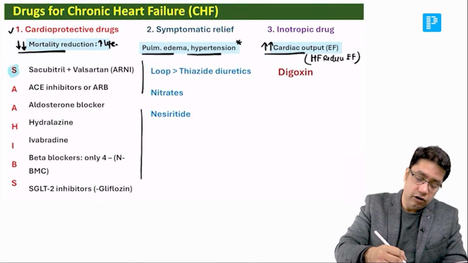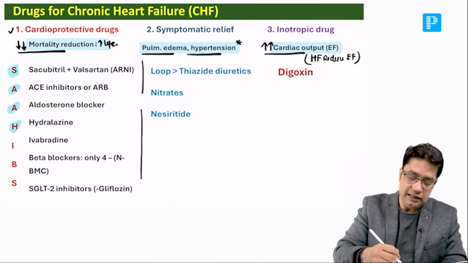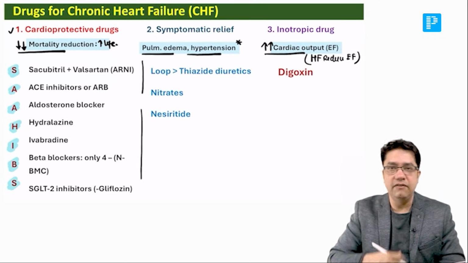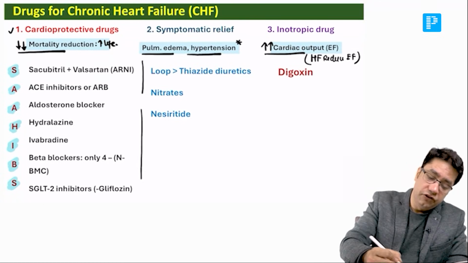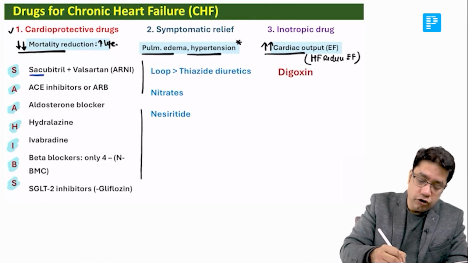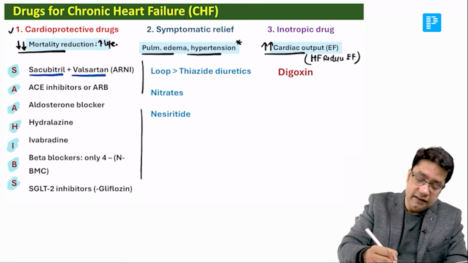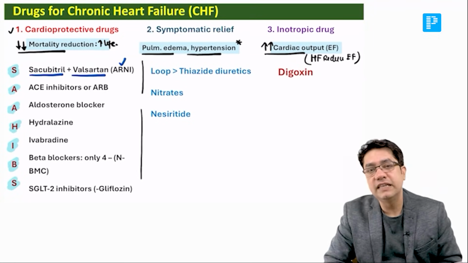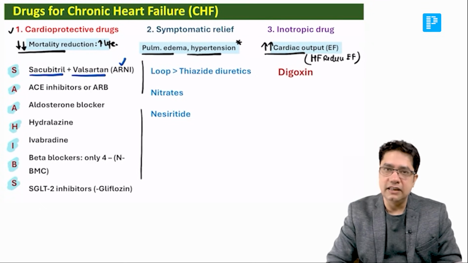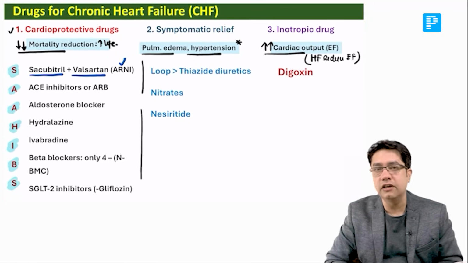So we can remember a mnemonic, sahibs. Only these are the cardioprotective drugs we have in CHF. The first drug we have is sacubitril. It is given in combination with valsartan, and this combination is known as ARNI, that is angiotensin receptor blocker and neprilysin inhibitor. We will come back to this drug shortly.